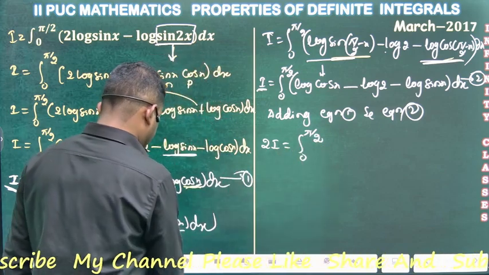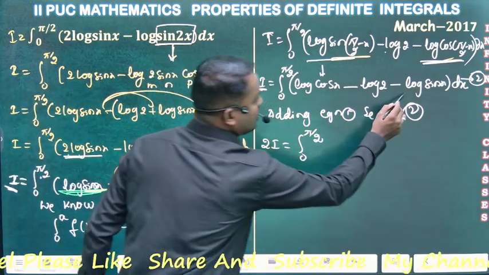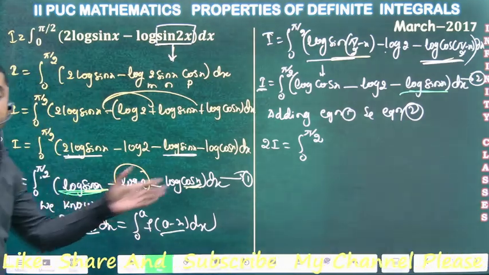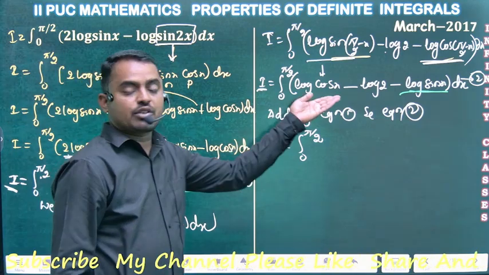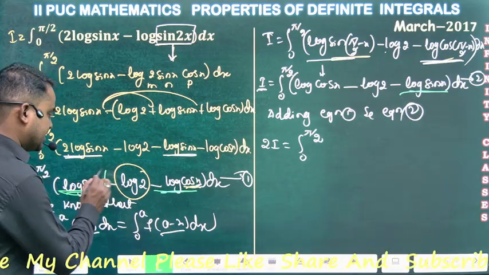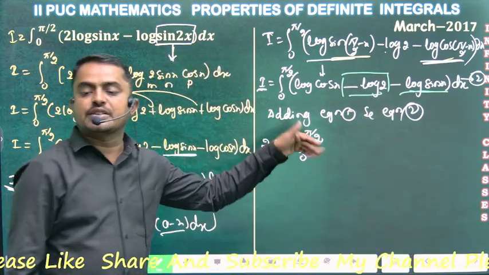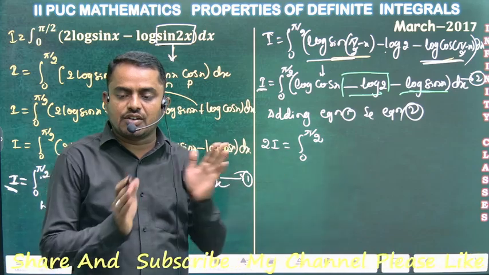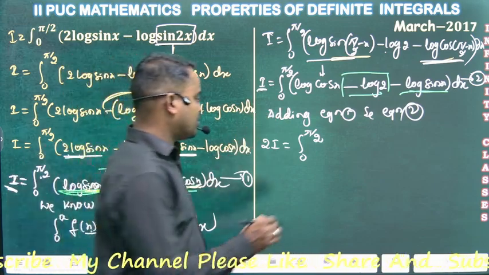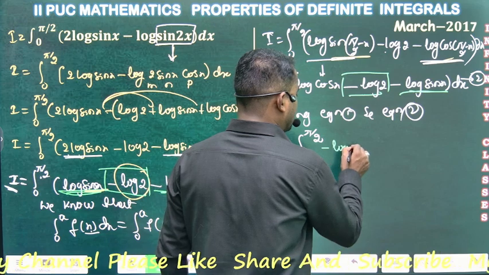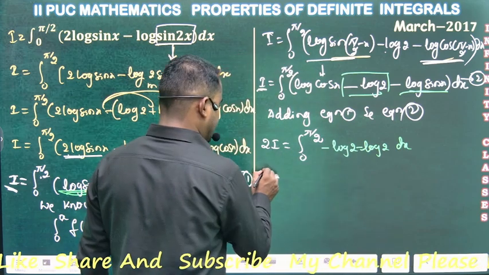Look at here: plus log cos x here, minus log sin x here. Plus log sin x and minus log sin x cancel after adding. Then minus log cos x and plus log cos x cancel. Only minus log 2 remains here, and here also minus log 2. So log cos x and log sin x in both the equations cancel after adding. Only minus log 2 remains, that is minus log 2 dx.